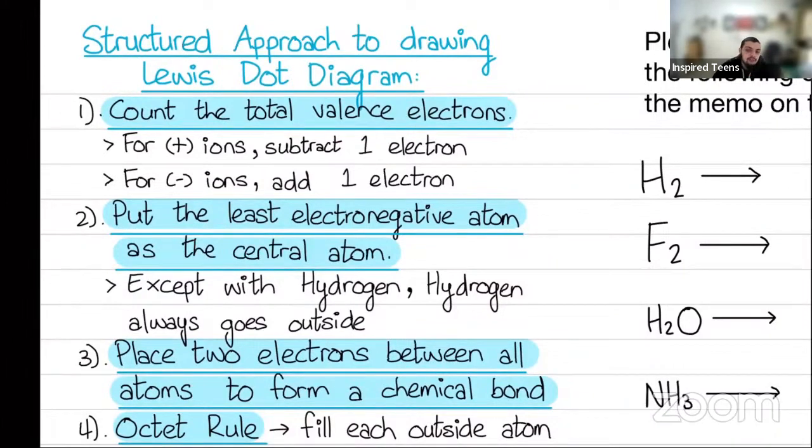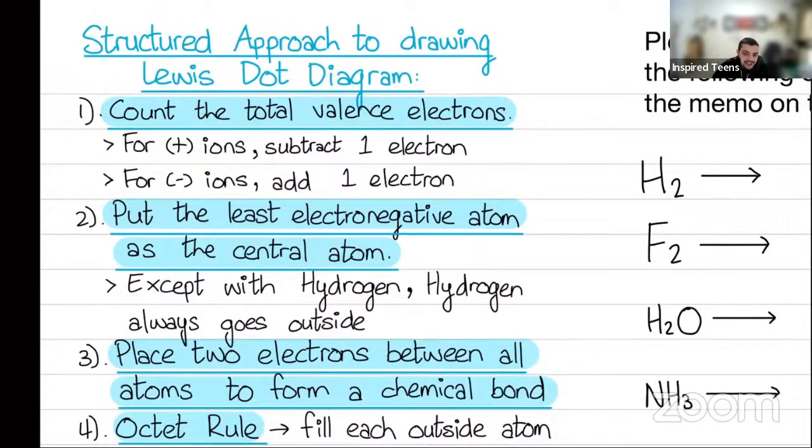However, just keep in mind that for positive ions, we have to subtract electrons from the total, depending on the charge. If it's positive 1, you subtract 1. If it's positive 2, you subtract 2 electrons. So for each extra positive charge, you would subtract 1 electron. And for negative ions, you would add 1 electron because it gained an extra electron, okay?